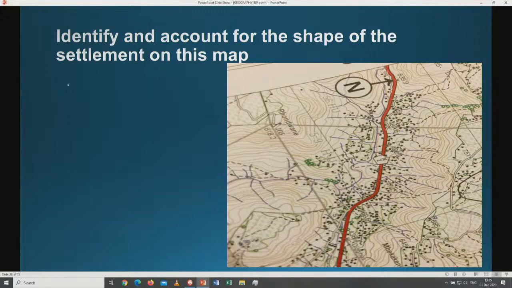But the question really is saying, identify and account for the shape. What is a shape? A shape, grade 12, when you speak of the shape that we speak of in geography, we have a linear shape, we have the circular shape or round, we have T-shape, we have crossroads.